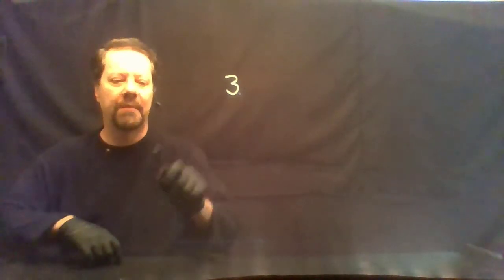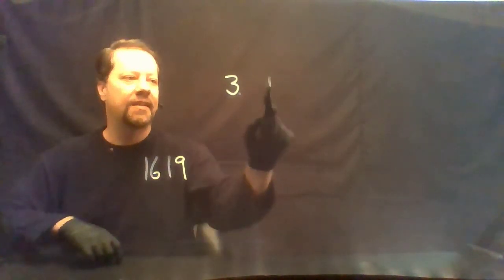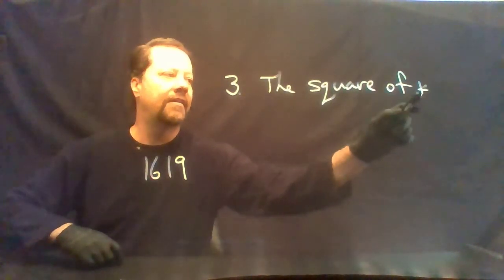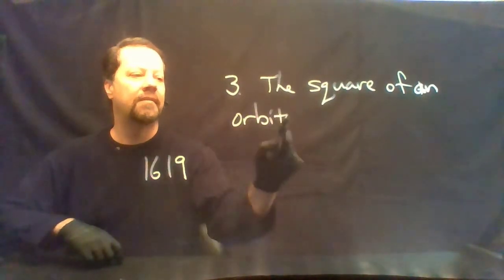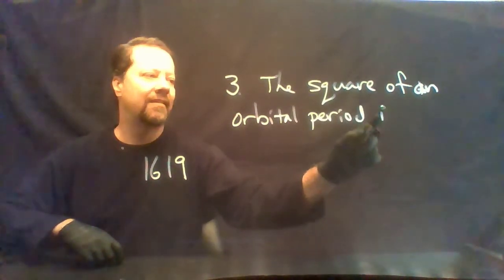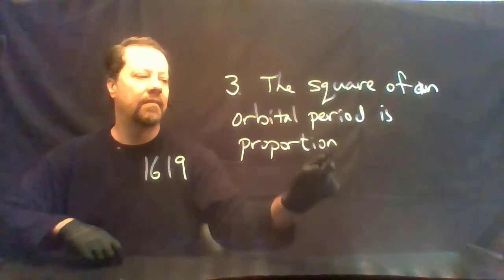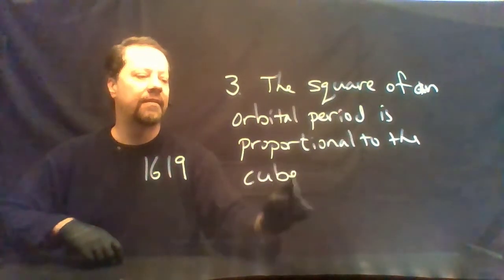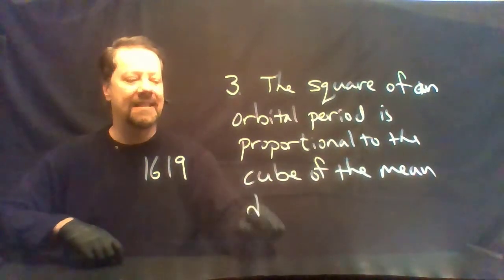Kepler's third law, published in 1619, a decade later, says the square of an orbital period for a planet is proportional to the cube of the mean distance.